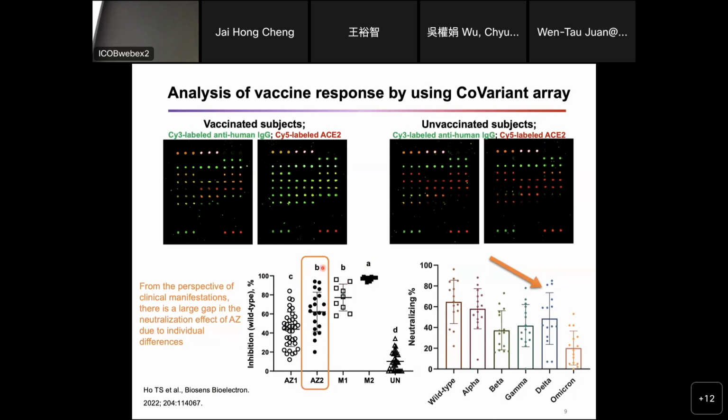And if we further analyze, like in the AZ 2 dose, we can see the protective neutralizing antibody decrease due to the variants, from wild type, alpha, beta, gamma to omicron. It only preserved about 20% of the neutralizing activity. So this single assay can differentiate all kinds of antibody and infection status in each subject.